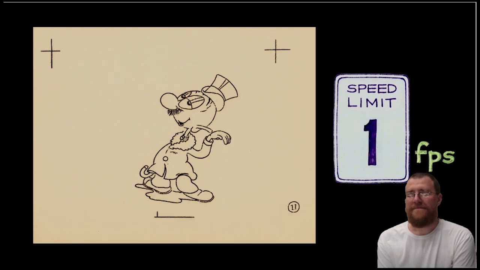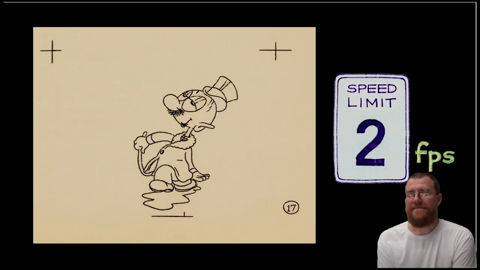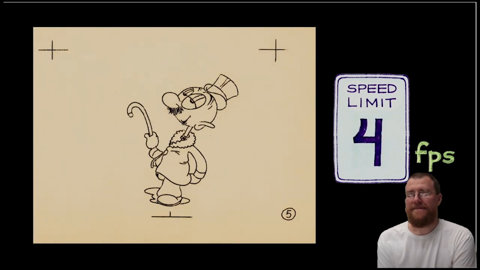1 frame per second. 2 frames per second. 4 frames per second.